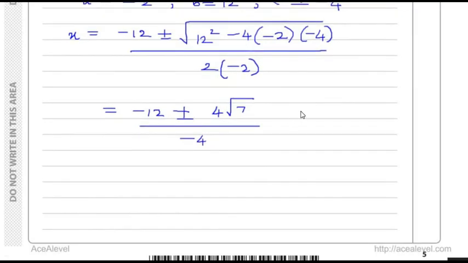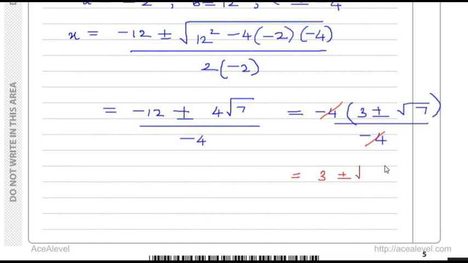We can further factorize this and take the 4 common out, or negative 4 also we can take it out. In this case I'll be taking negative 4 common, because in the denominator I have negative 4, so it becomes easy to divide the numerator and denominator. So here we are left with 3 plus or minus square root of 7 over minus 4. So you can see we can cancel off the minus 4 and minus 4, and we are left with 3 plus or minus square root of 7. Now these are the two values of x which we got, and one of the coordinates is for P and one is for Q.